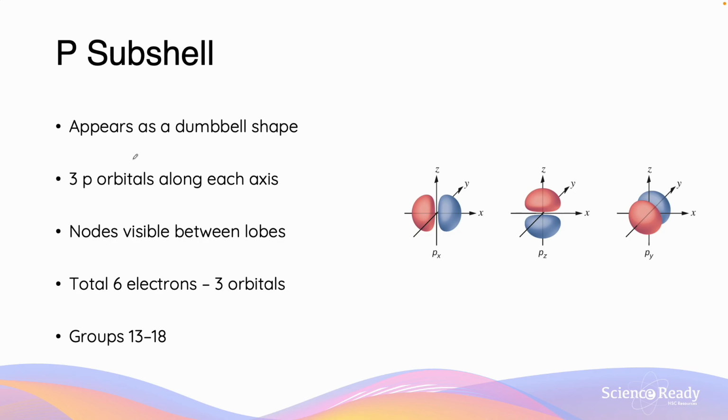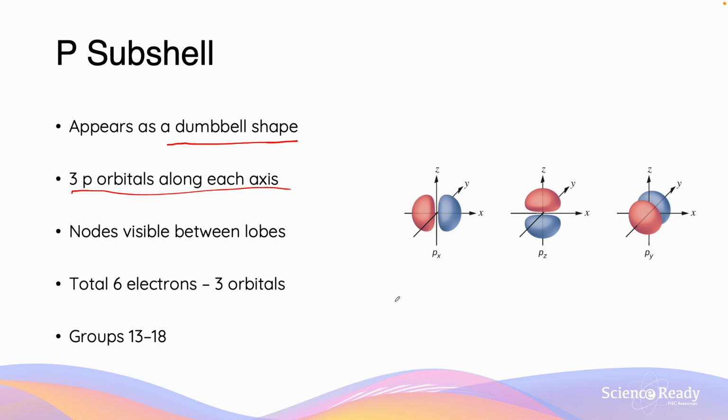The next subshell is the P subshell. The P subshell is defined by its dumbbell shape, which we can see over here, with round lobes on the 2 sides. There are 3 p orbitals in the P subshell: there's the p orbital that runs in the x-axis, there's p in the y-axis, and there's p in the z-axis. These are the 3 planes in the 3 dimensions which we can see. Again, just like with the s orbitals, there are nodes visible between the lobes on the 2 sides.